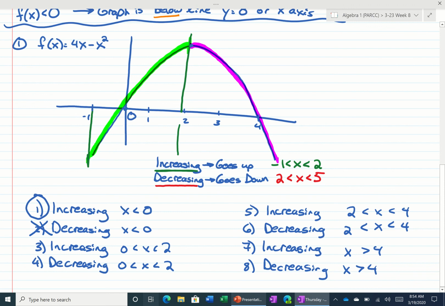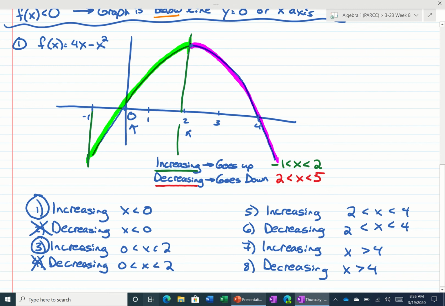Now the next one says between 0 and 2. So when x is between 0 and 2, that's this piece. The graph is going up, so that means it's increasing. It's not decreasing, that would mean it's going down.